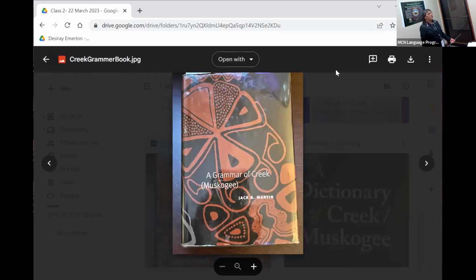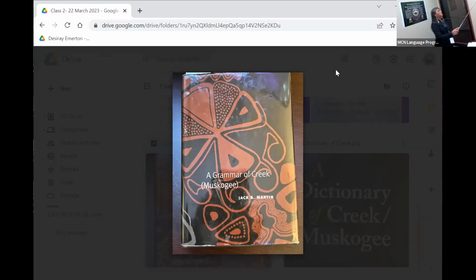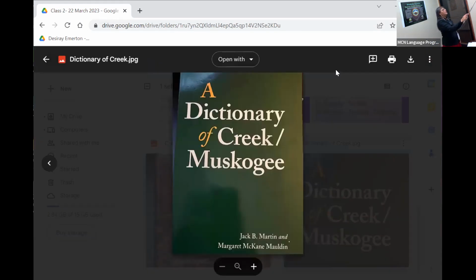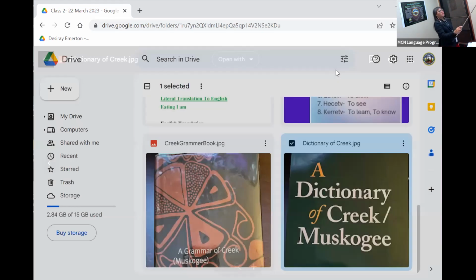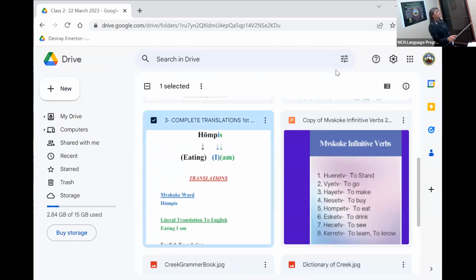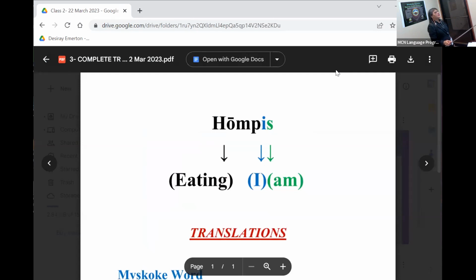This is the grammar book that a lot of these rules come from. I know Amy said that she had bought the book, and it is helpful, but it's hard to read. It's really hard to read. And then the Mvskoke dictionary is also a good reference. They have notes at the beginning. I just cannot find those notes that I just made.